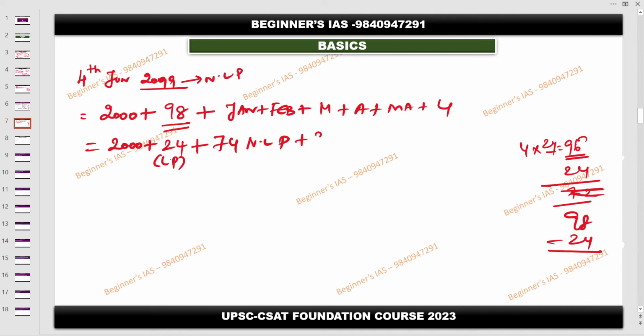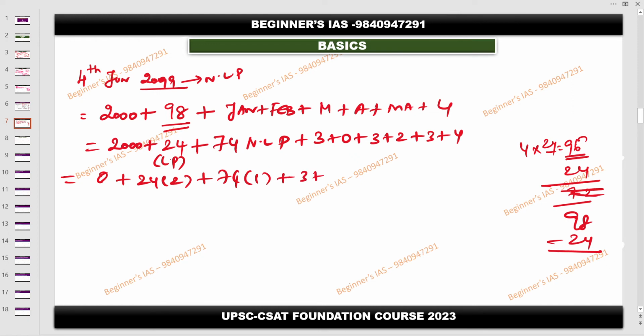So January contains 3, February contains 0, March contains 3, April contains 2, May contains 3, then June 4. So here 2000, therefore 24 into 2, here 74 into 1, therefore 3 plus 3 plus 2 plus 3 plus 4. So here 48 plus 74, obviously here 6, 15, 11, 15. So therefore here 137. Listen carefully, just use the 7 table, divide, simple.